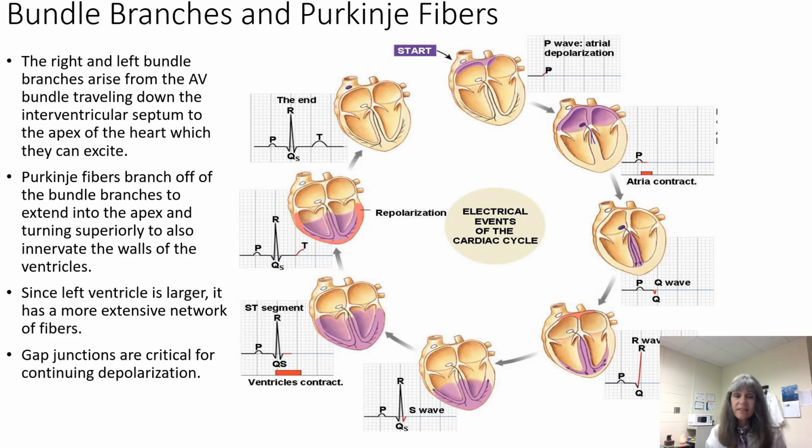Now, since the left ventricle is larger and has to create a bigger force to pump blood throughout the body as opposed to the right ventricle, which is only pumping blood to the lungs, the left ventricle has a much more extensive network of fibers. And the gap junctions are critical throughout the myocardium for continuing the spread of depolarization.